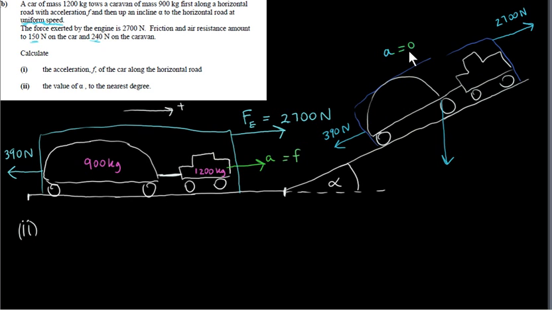Now the acceleration of this system is zero when the system is moving up the hill. How do we know that? Well, we're given that the system moves up an incline with uniform speed. Uniform means constant speed, which means the acceleration is zero. If the acceleration is zero, it means that the resultant force, which by Newton's second law is mass times acceleration, is going to be mass times zero, which is zero. The resultant force will be zero.